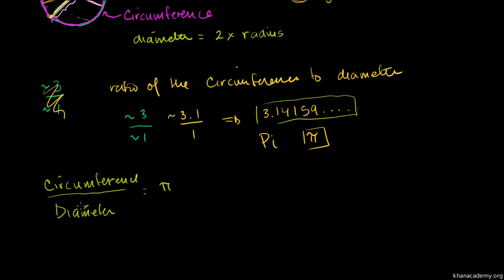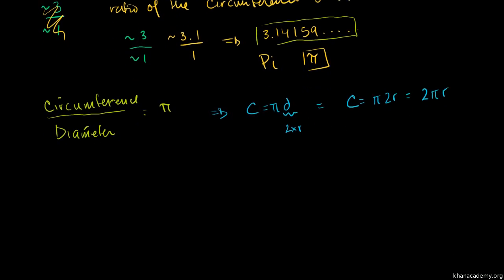So how can we relate this? We can multiply both sides of this by the diameter, and we could say that the circumference is equal to pi times the diameter. Or, since the diameter is equal to 2 times the radius, we could say that the circumference is equal to pi times 2 times the radius. Or the form that you're most likely to see it, it's equal to 2 pi r. So let's see if we can apply that to some problems.